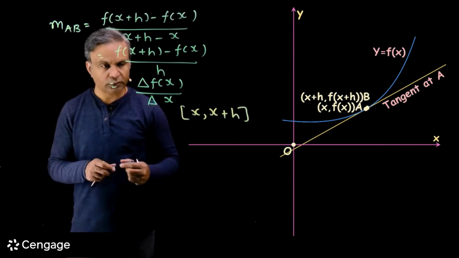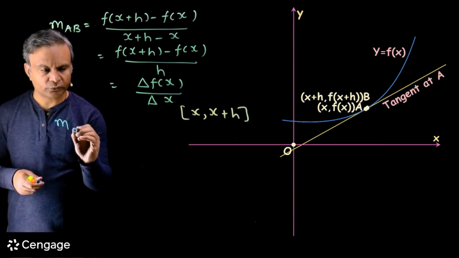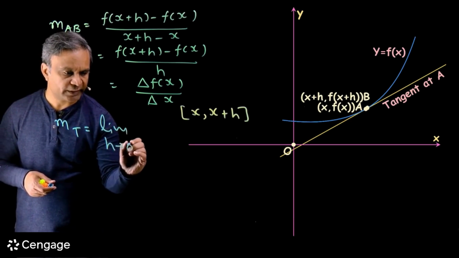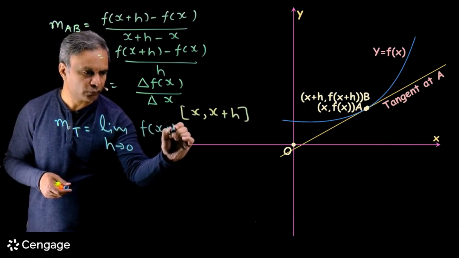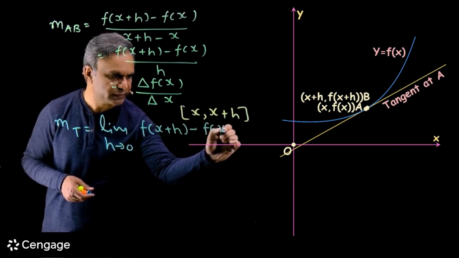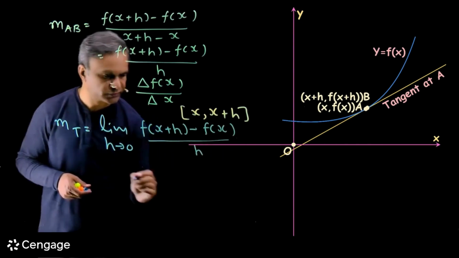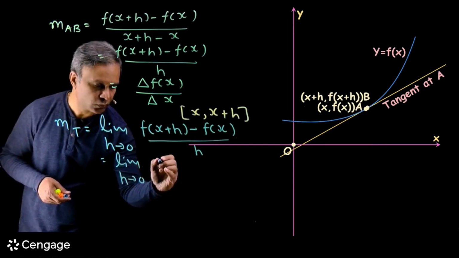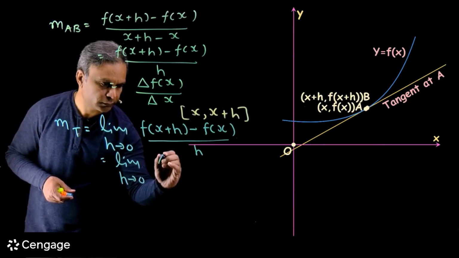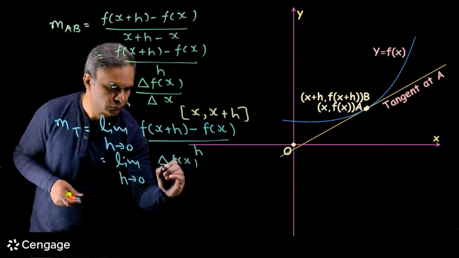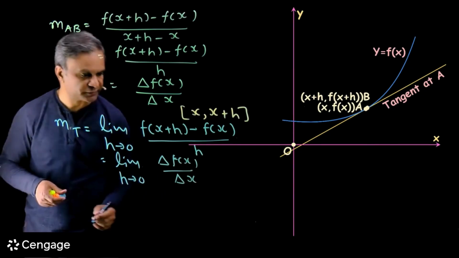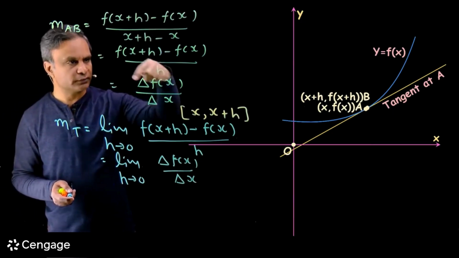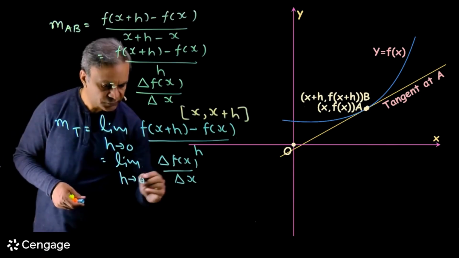So we have the slope of the tangent equal to the limit as h tends to 0 of (f(x+h) - f(x)) / h, or the limit as h tends to 0 of delta f(x) over delta x. This is the slope of the tangent. This is the limiting value of this ratio.